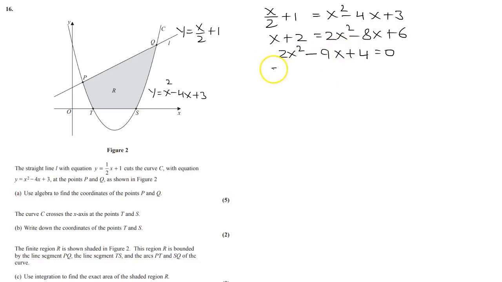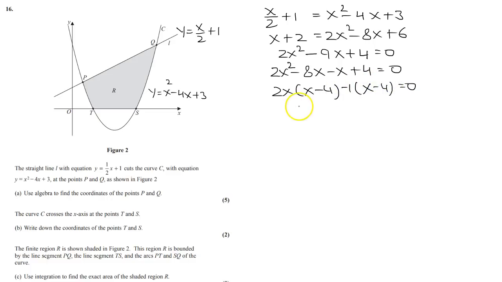So this is 2x² − 8x − x + 4 = 0. 2x common, (x − 4) minus 1 common, (x − 4) is equal to 0. So x is equal to half and x is equal to 4. So these are the coordinates. So x is equal to half and x is equal to 4 here.